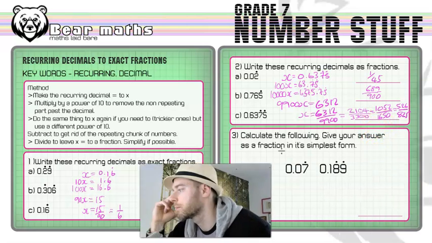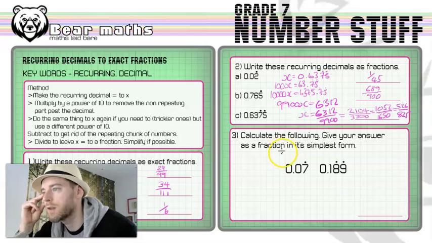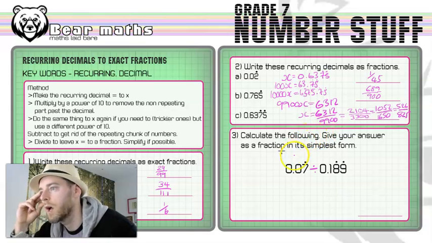Let's do number 3. Number 3, we've got to calculate the following. Give your answer as a fraction in its simplest form. Not sure why the division has moved over there. That should be in there. Right, I'm not going to remake this video. It's taken me 9.5 minutes already to talk to you about this, because it is some pretty tricky stuff. Calculate this, give your answer as a fraction in its simplest form.